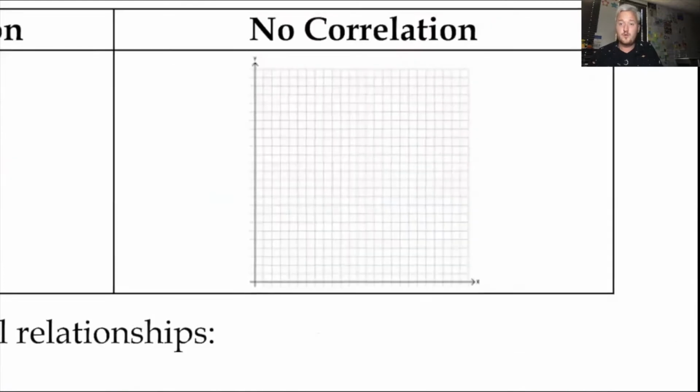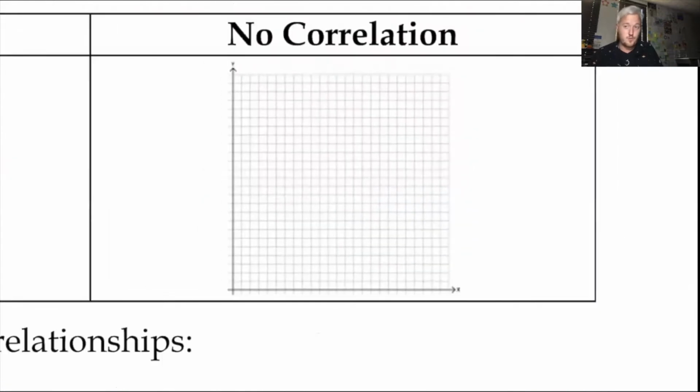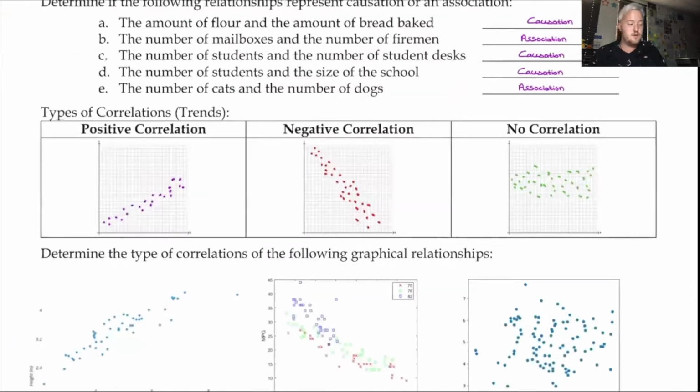All right, and then we have what we call no correlation. So that's if we cannot derive a pattern from the data. It's not going in an up direction, it's not going in a down direction, it's not really doing anything, it's just there. So that would be no correlation.